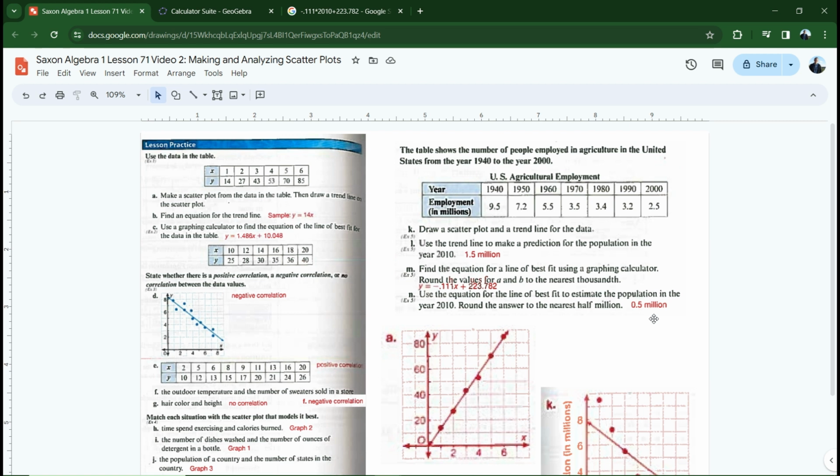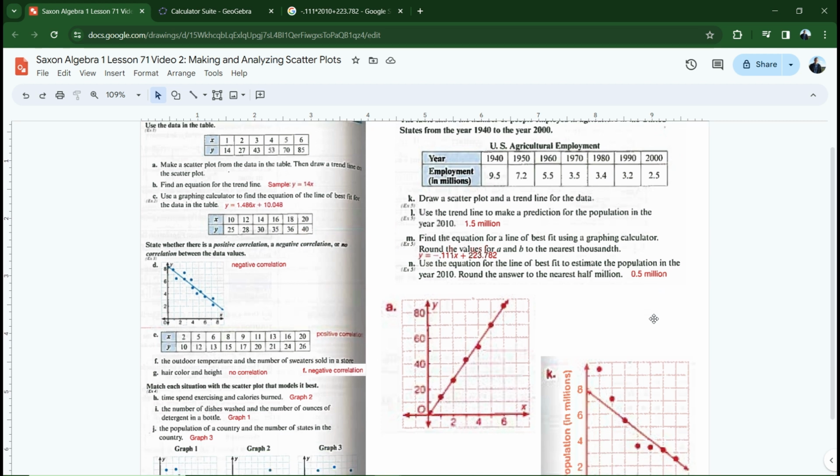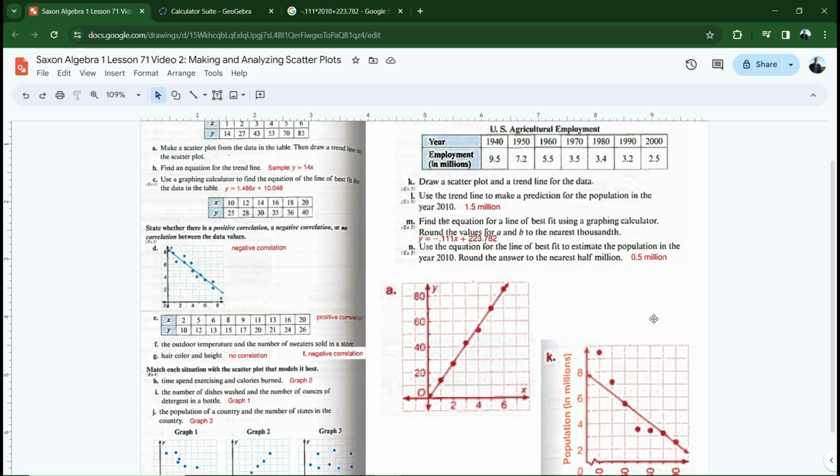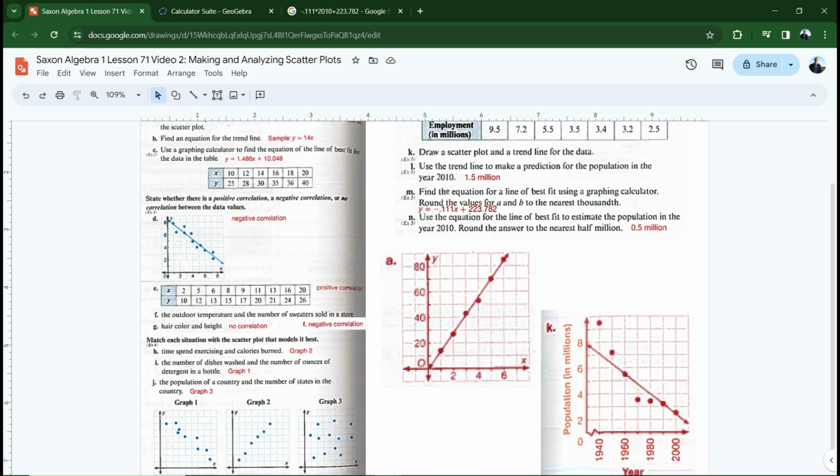All right, that is how you make trend lines on scatter plots, and then lines of best fit using a calculator. You're ready to do the assignment for next time.